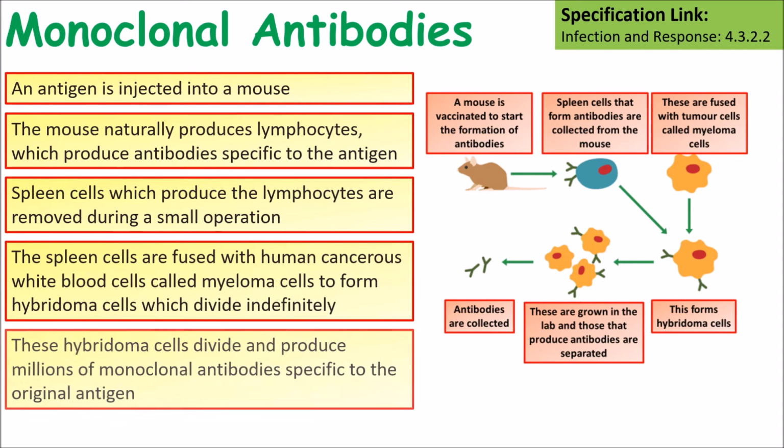So if we look at the process of making monoclonal antibodies, an antigen is injected into a mouse. So the mouse naturally produces lymphocytes which produce antibodies specific to that antigen. So spleen cells, which produce lymphocytes, are removed during a small operation. So these spleen cells are fused with human cancerous white blood cells called myeloma cells to form a hybrid donor cell, which can divide indefinitely, and these hybrid donor cells divide and produce millions of monoclonal antibodies specific to the original antigen.